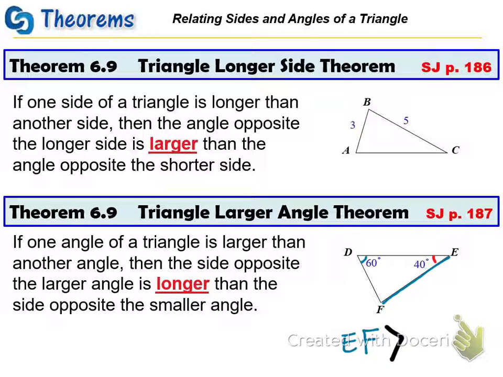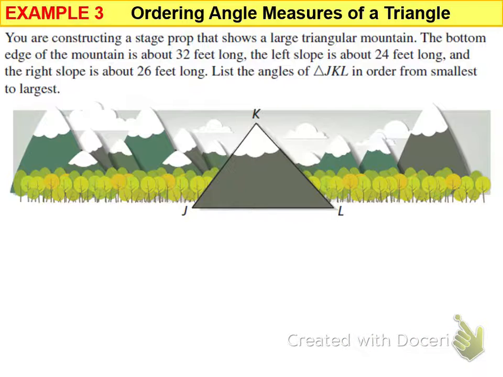What side is across from E? DF. So length of EF will be greater than the length of DF because it's across from that angle. All right, so we're going to use this to list angles and sides.